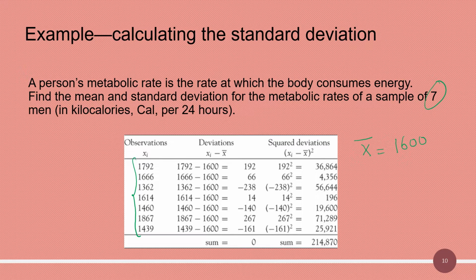I'm trying to find the deviation of each value from this x bar. So that is my second column, xi minus x bar. Some may be positive, some may be negative. So take the square of that so that everything becomes positive, even the negative and positive values, because the square of a negative is also positive. Add them up, you get 214,870.